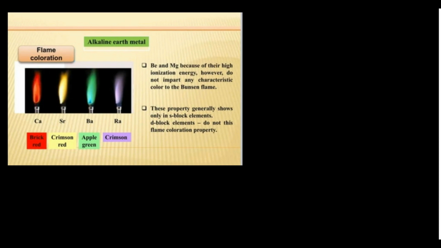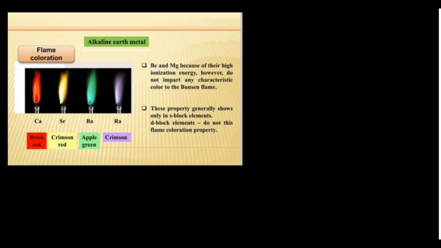Why? Because their ionization potential is quite high, and very high energy is required to remove the electron from them. So that's why beryllium and magnesium will not impart any color to the Bunsen flame, right? While calcium is brick red, strontium is crimson red, barium is apple green, and radium is crimson. So these colors are there.